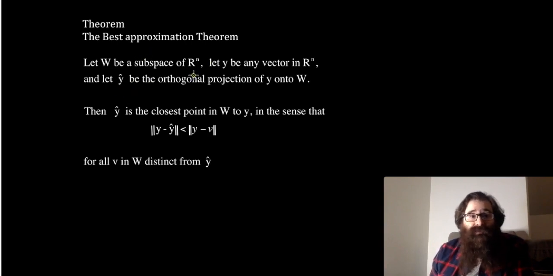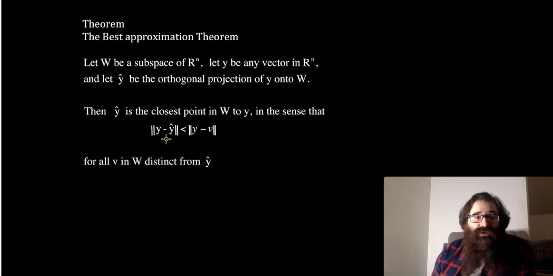Let W be a subspace of vector space Rn. Let y be any vector in Rn. And let y hat be the orthogonal projection of y onto subspace W. Then this projection y hat is the closest point in subspace W to vector y, in the sense that the length, norm or magnitude of y minus y hat is less than the length, norm or magnitude of y minus v. So it's really saying that y hat is closer to y than v is to y, meaning the distance is always going to be smaller. And that's for all vectors v in subspace W distinct from the projection y hat.